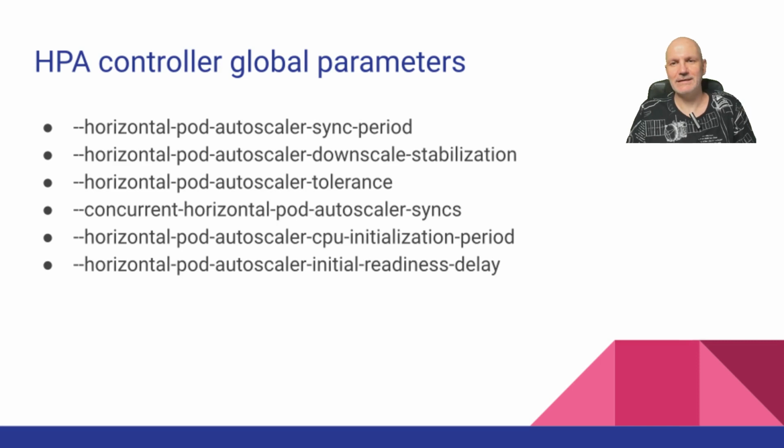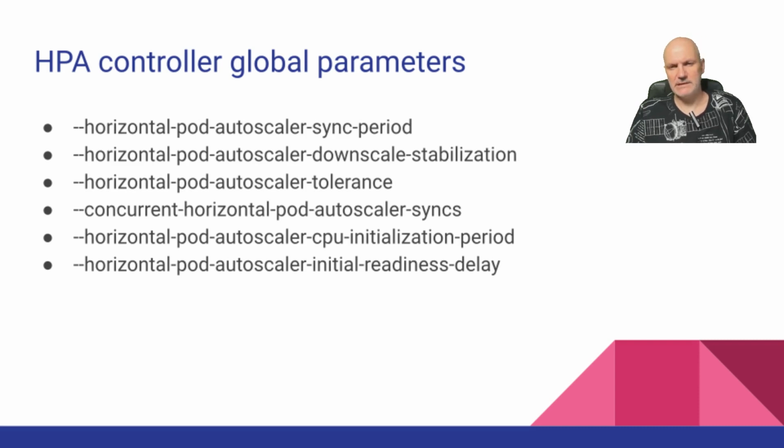The HPA controller runs inside the process called Kube Controller Manager, along with many other Kubernetes controllers. To fine-tune the global HPA parameters, we need to change the command line arguments sent to the kube controller manager at the start time. Here is a small selection of important global HPA parameters. The HPA sync period defines the polling period of the metrics. Its default is 15 seconds, and you may want to reduce it for greater responsiveness.